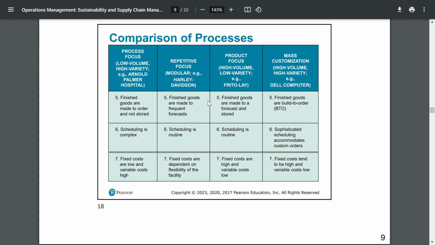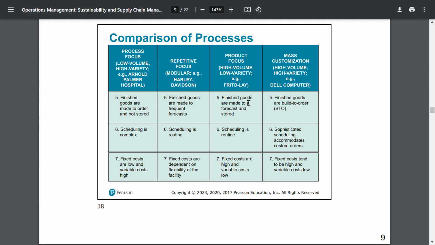And then for the product focus, finished goods are made to a forecast and are stored. So they are made based on the forecast and also are made to be stored in the product focus. And the scheduling is just routine work. It has fixed costs, and the fixed costs are high, and the variable costs are low. So less variability, high fixed cost.